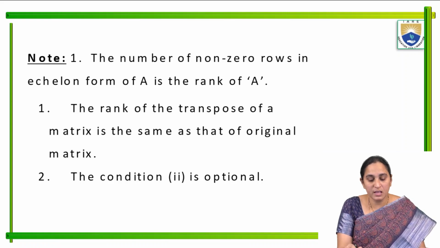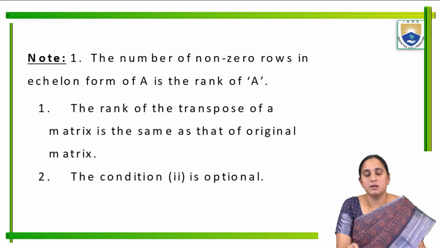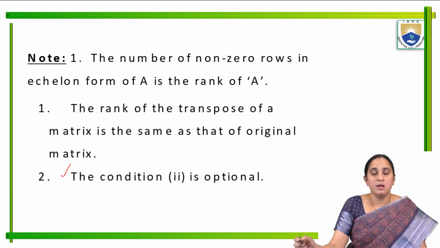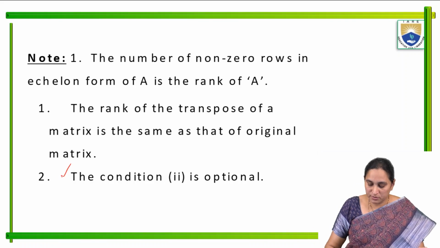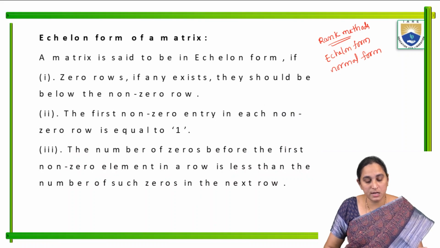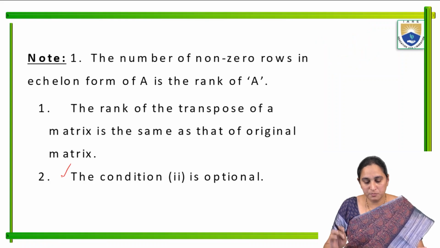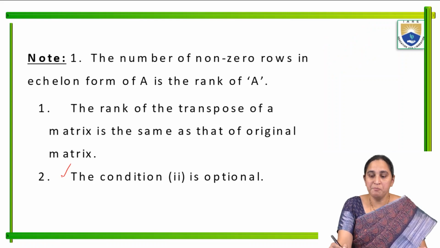The number of non-zero rows in the echelon form of a matrix is the rank of A. And here, observe that condition 2 is optional in the definition. What about the second condition? The second condition is that the first non-zero entry in each non-zero row is equal to 1. That condition is optional. Therefore, the number of non-zero rows is equal to the rank of the given matrix.